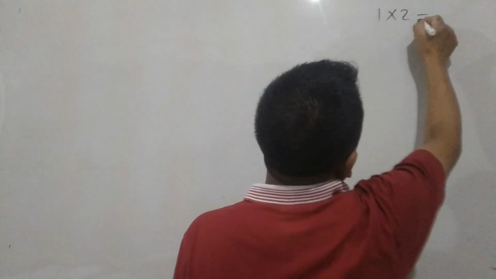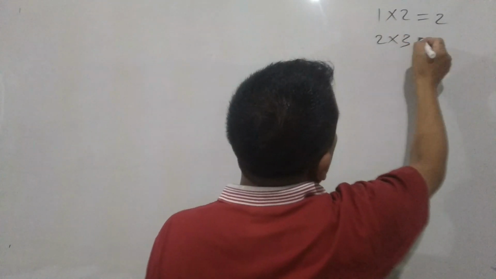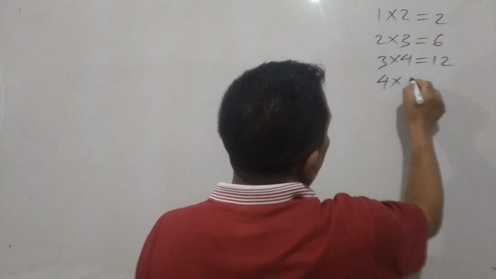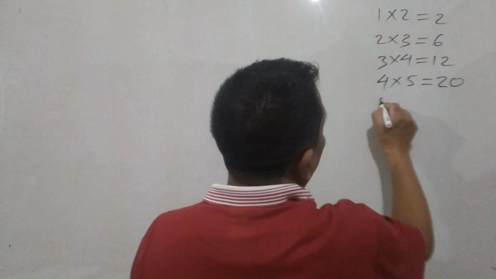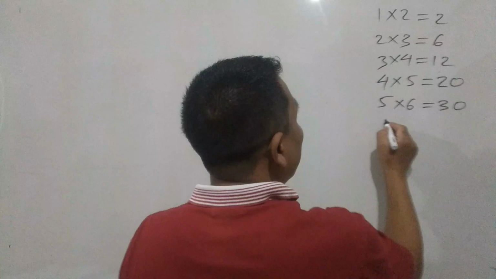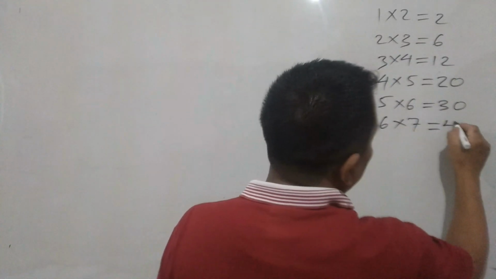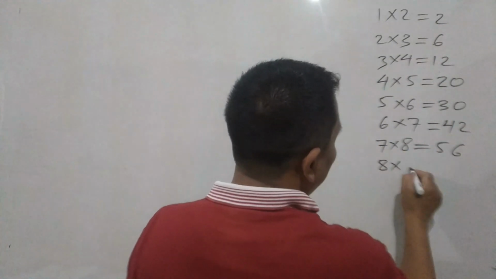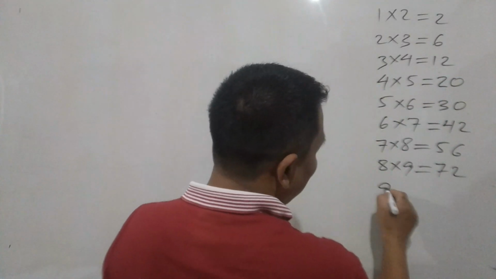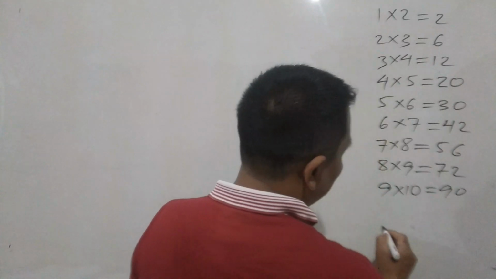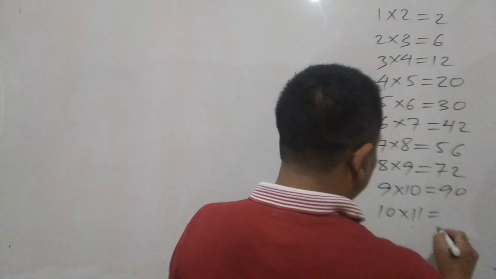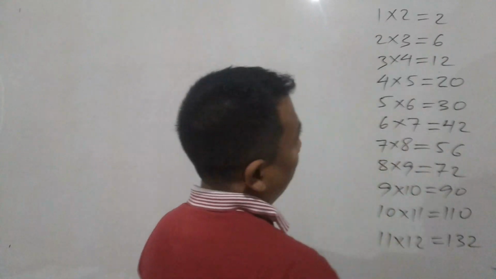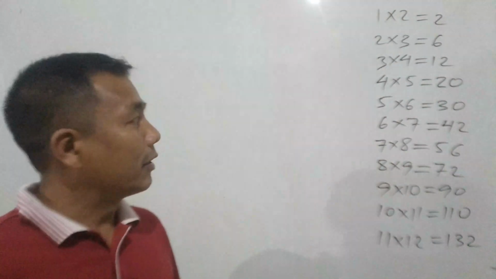1 into 2 is 2, 2 into 3 is equal to 6, 3 into 4 is equal to 12, 4 into 5 is equal to 20, 5 into 6 is equal to 30, 6 into 7 is equal to 42, 7 into 8 is equal to 56, 8 into 9 is equal to 72, 9 into 10 is equal to 90, 10 into 11 is equal to 110, 11 into 12 is equal to 132, and so on. For the time being, we'll learn only this much, okay?